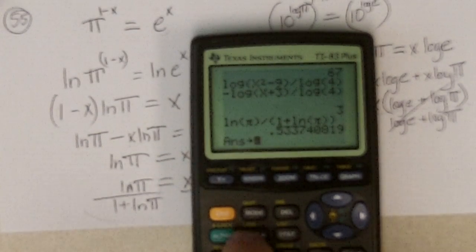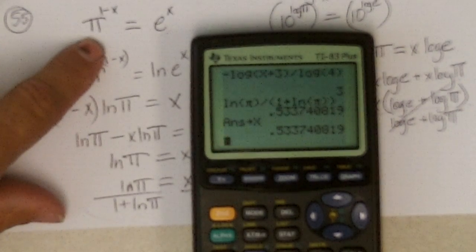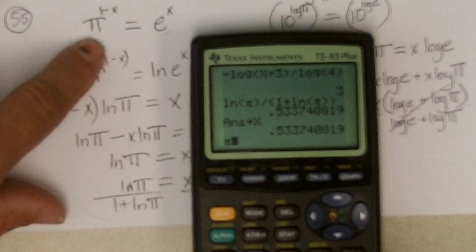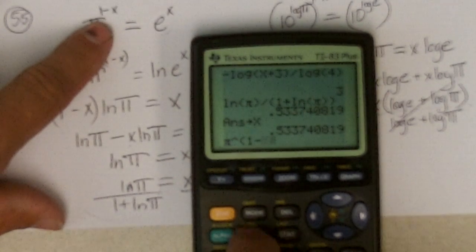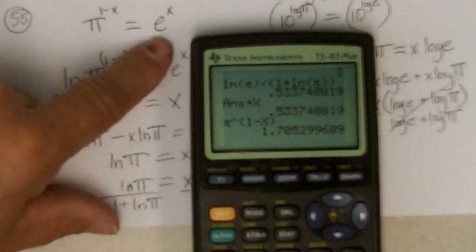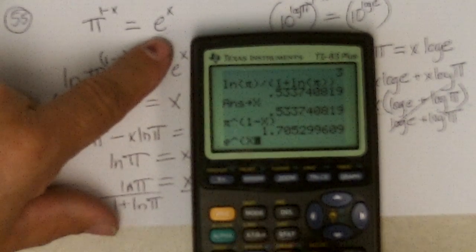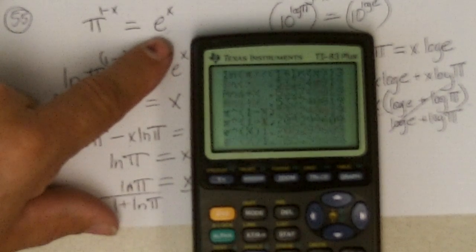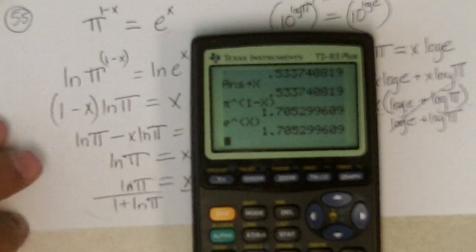I'll store that in x, and now I'll write this equation in. Pi to the 1 minus x, I get this number, and now I'm going to take e to the x, and I get the same number, so the two sides would be equal with that.